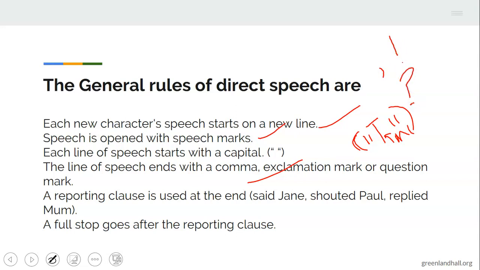A reporting clause is used at the end. For example, said Jane, shouted Paul, replied Mom. These are clauses that we can use. A full stop goes after the reporting clause. That is also very important and handy for us. You end with a full stop after the reporting clause. We are still going to explore that, so let's move forward.